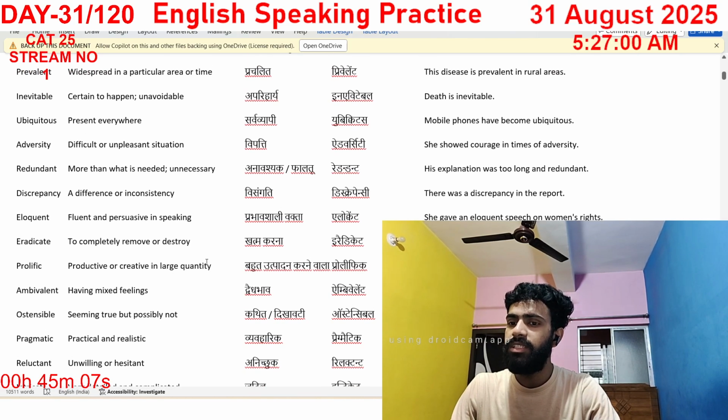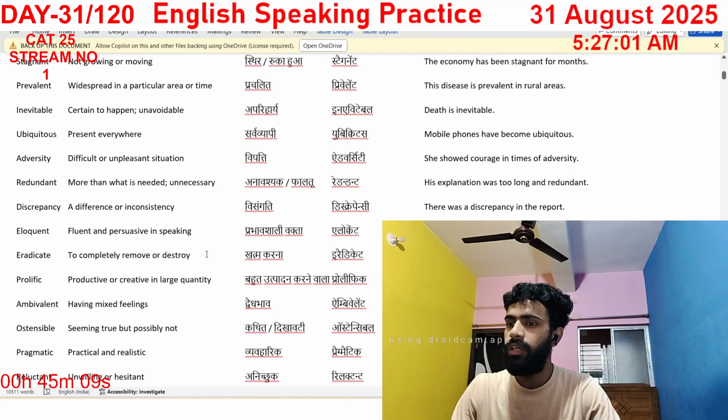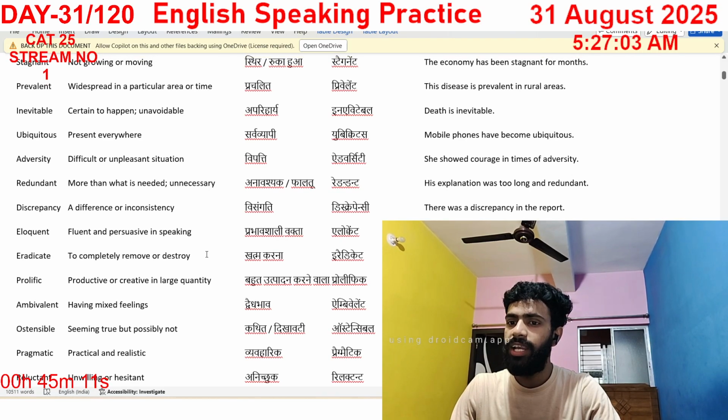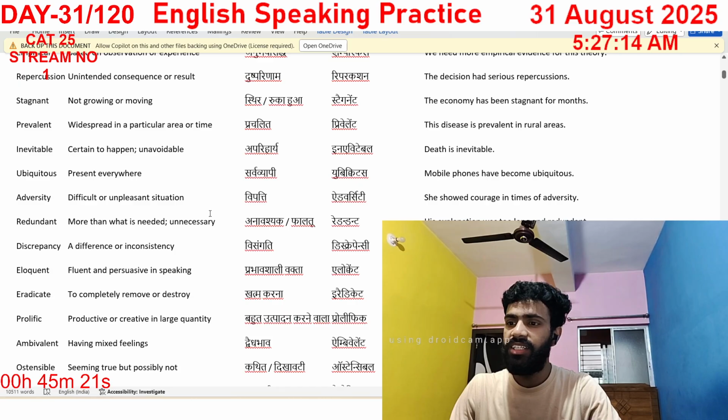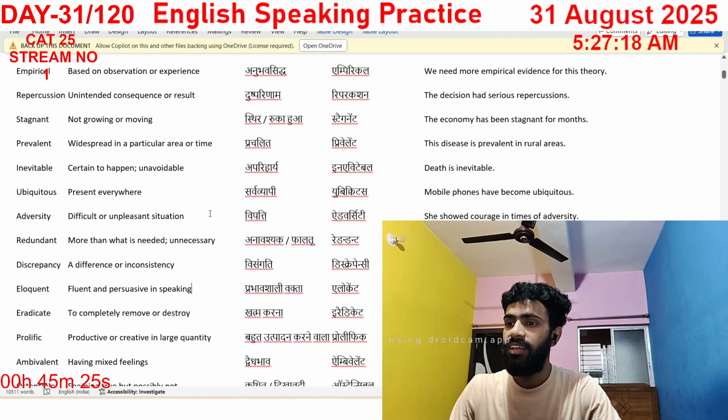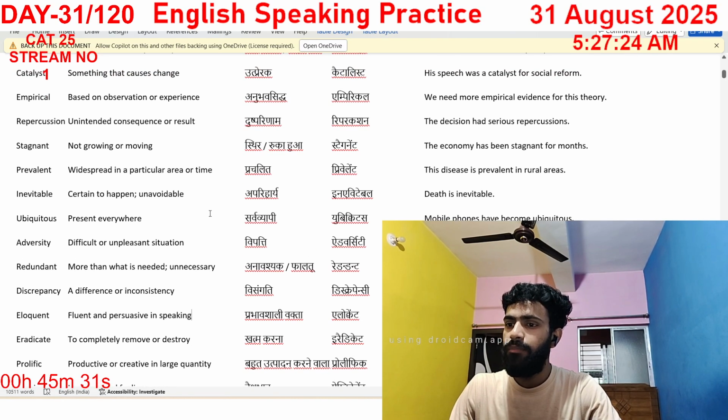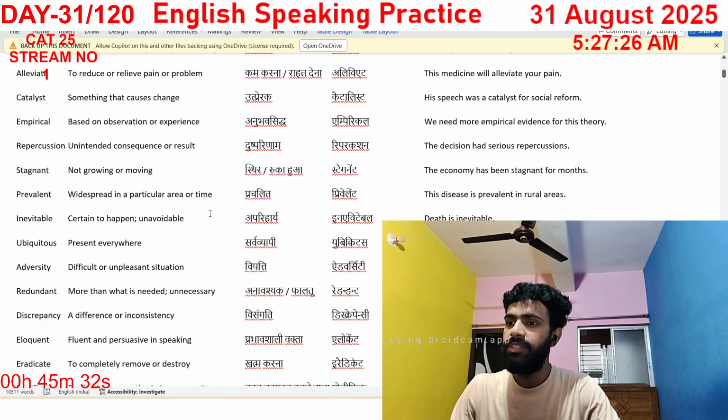Then eradicate means to completely remove or destroy. Eloquent means fluent and persuasive in speaking. Discrepancy means a difference or inconsistency. Redundant means more than what is needed, unnecessary. Adversity means difficult or unpleasant situations. Ubiquitous means present everywhere. Inevitable means certain to happen, unavoidable.